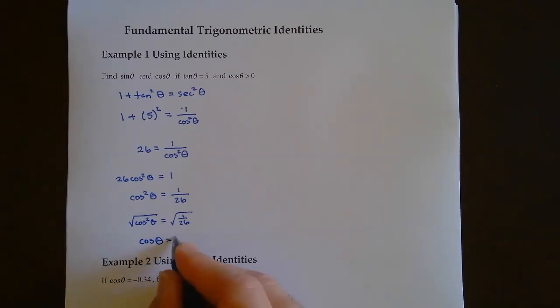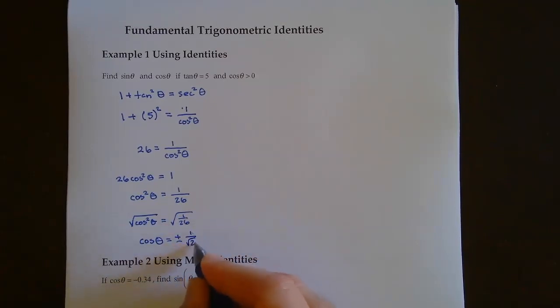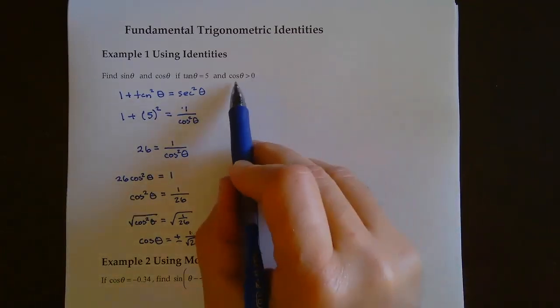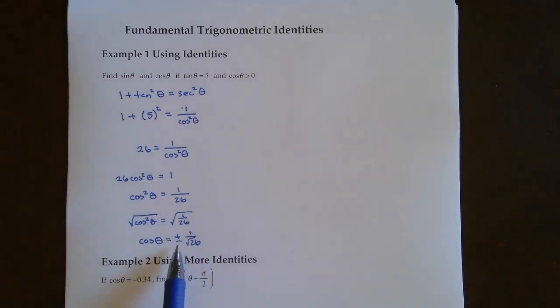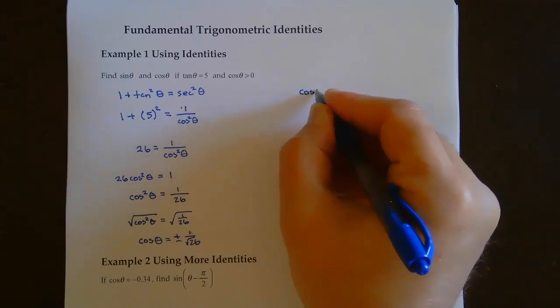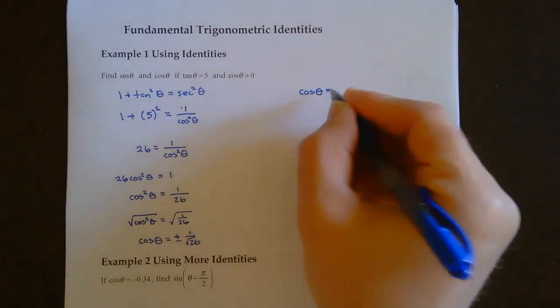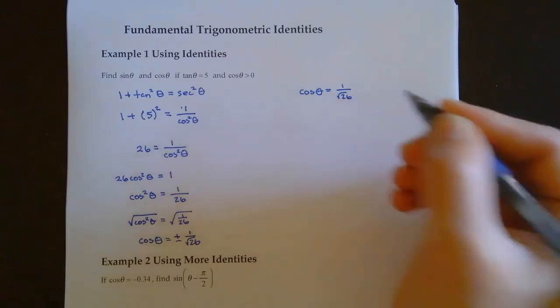Cosine theta is equal to plus or minus. There are two answers to this: the square root of 1, which is 1, over the square root of 26. Now, up here, they're telling you cosine theta has to be positive. So guess what? It can't be the negative one. So now I know that cosine of theta is equal to positive 1 over the square root of 26.